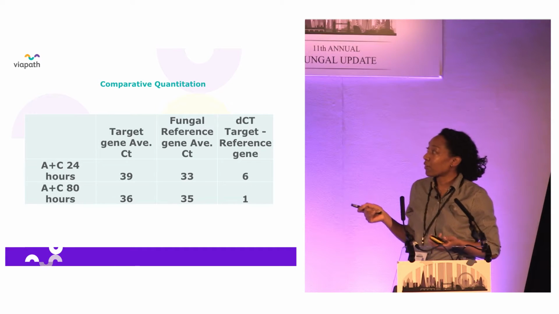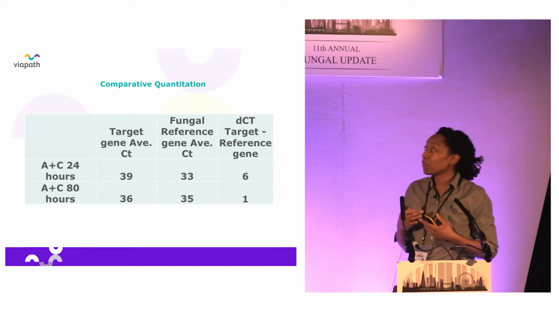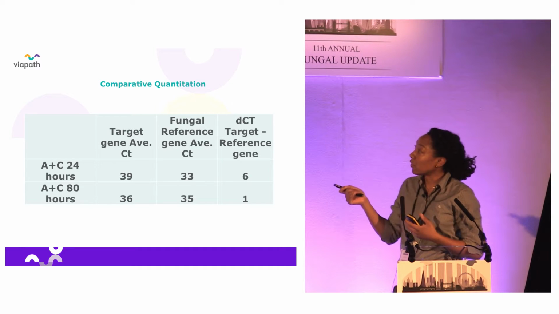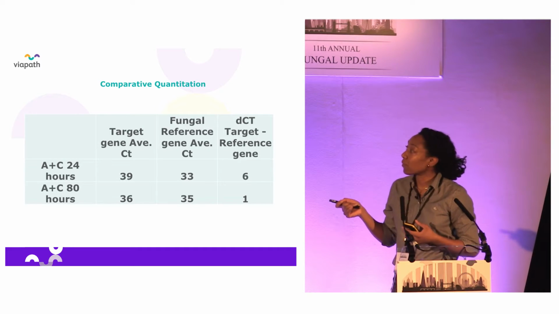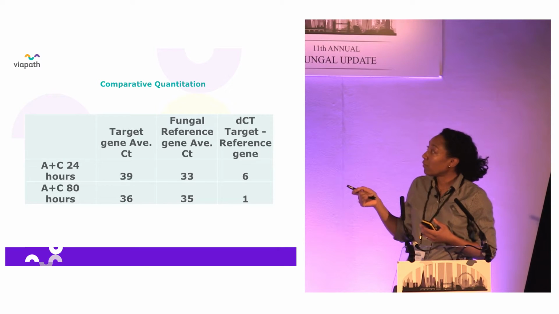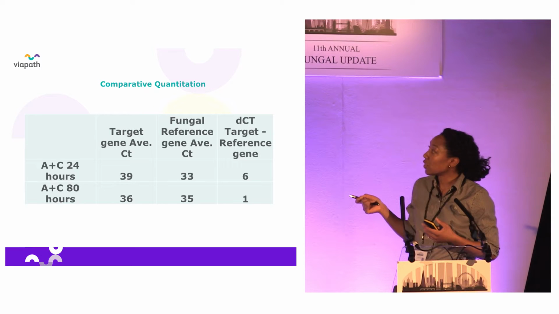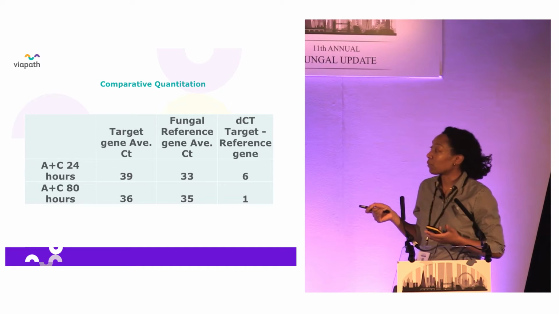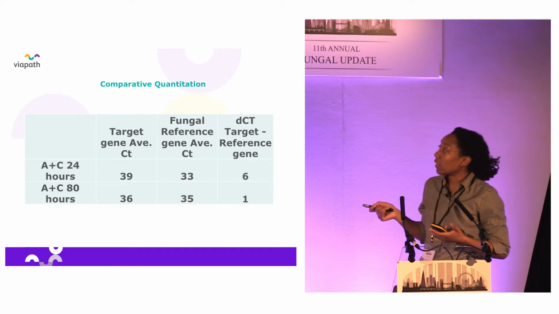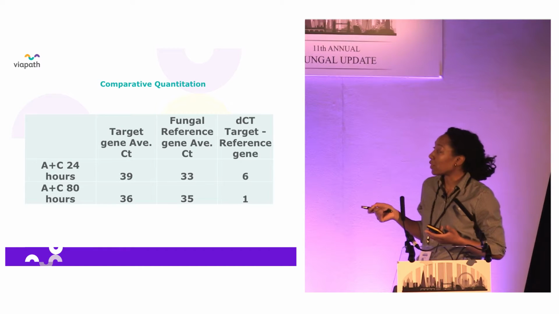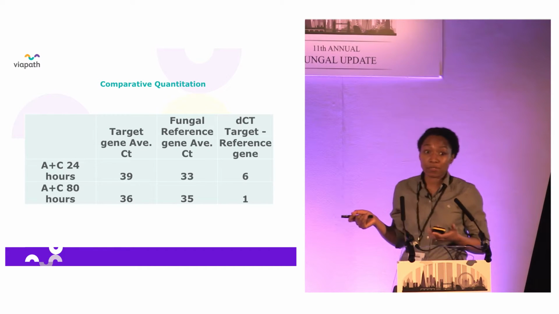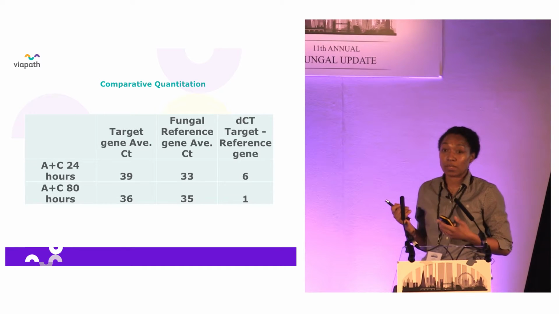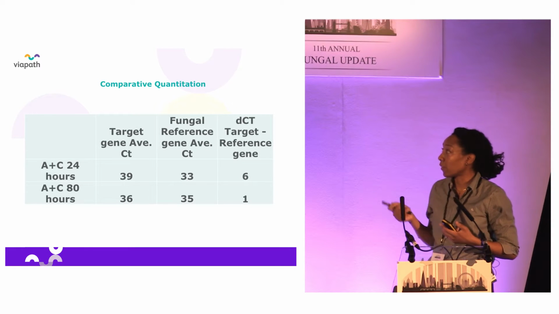I also included a fungal reference gene so that I could say whether it was relative gene expression to the target gene. So in other words, the target gene here in relation to the fungal gene showed a 6 CT difference, which is a 2 log difference in the 24-hour sample, whereas the 80-hour sample only had a 1 CT difference, which is not significant. In other words, the RNA being expressed is similar to the RNA expression level with the fungal reference gene.